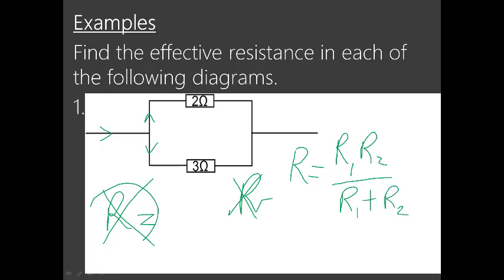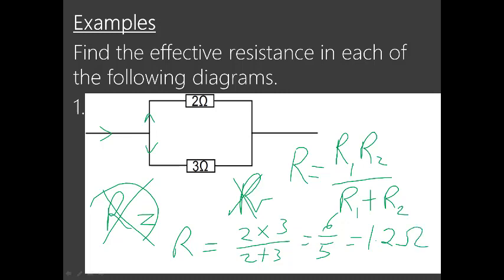So what is R1? R1 is a 2. R2 is a 3. So your R is going to become 2 times 3 over 2 plus 3, which becomes 6 over 5. And what does that give you? 6 over 5 is the same as one whole number, 1 over 5. And 1 over 5 is the same as 0.2. So you get 1.2 ohms.